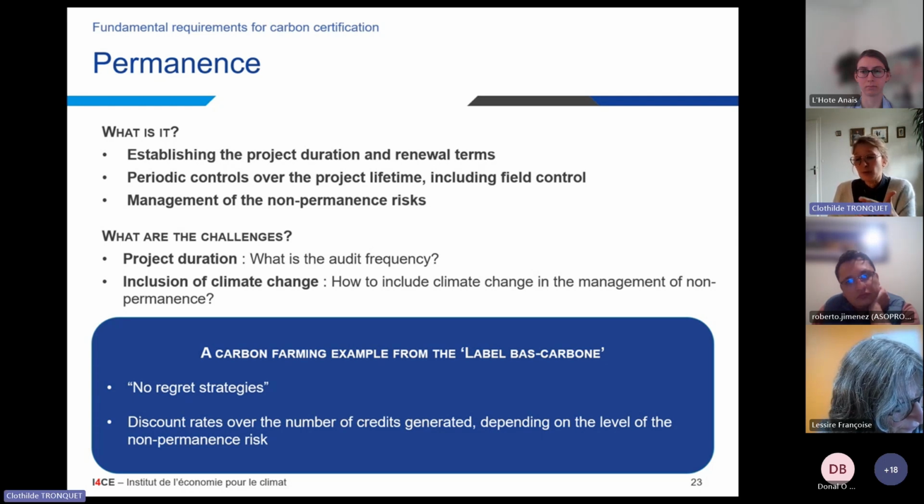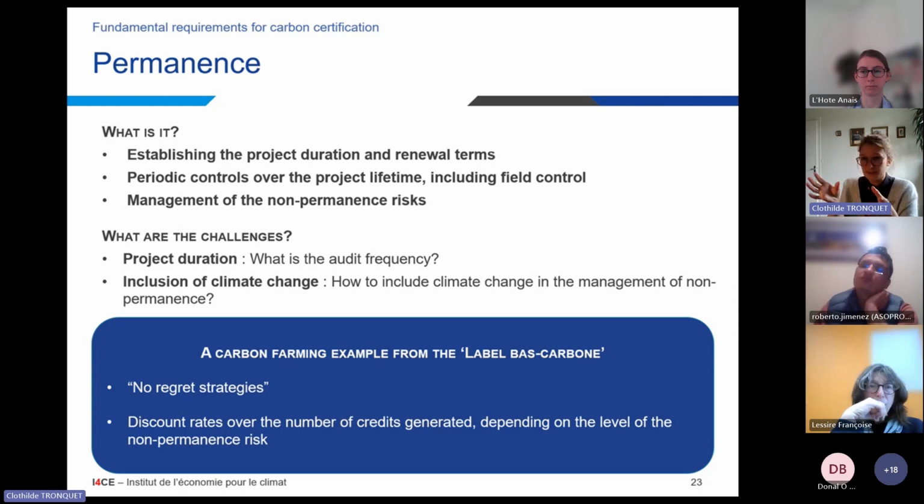Another point about permanence, especially in the land sector, is how do you include the impact of climate change? Your calculations are made for what climate change is at a certain moment, but it's going to change. So how do you plan to adapt progressively, depending on what's happening in terms of climate change?